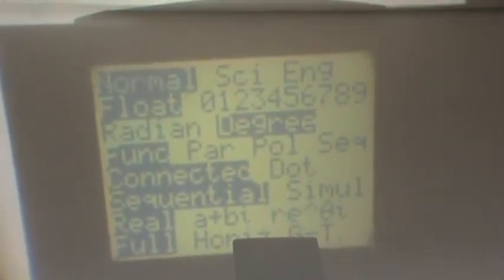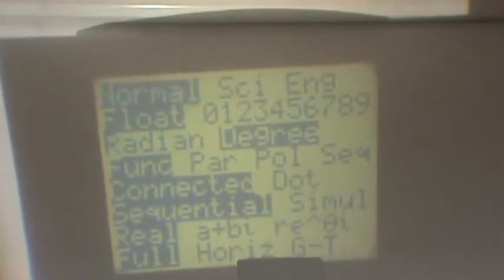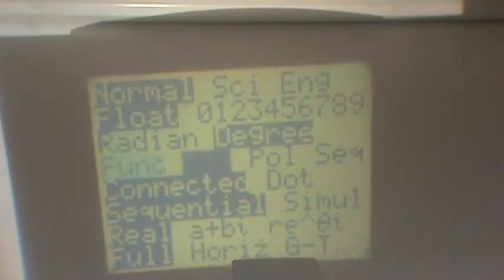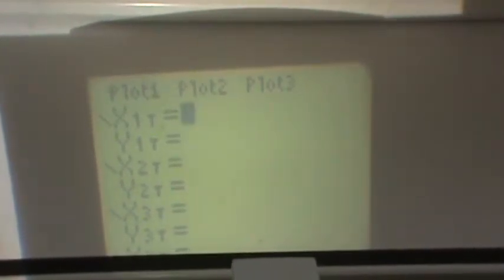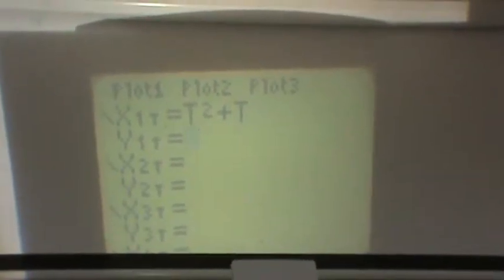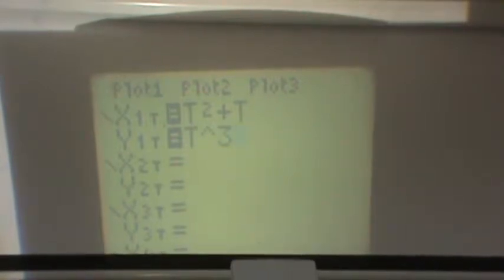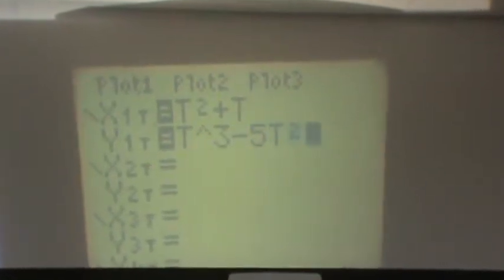So here we go, mode. I'm going to be in parametric mode. And so what was it? The x was t squared plus t. Okay, t squared plus t. And the y was t to the third minus 5t squared.